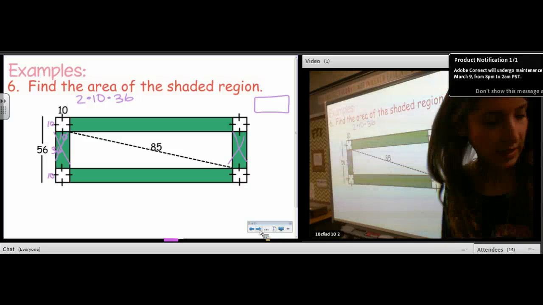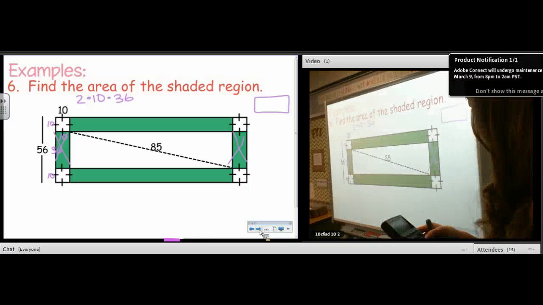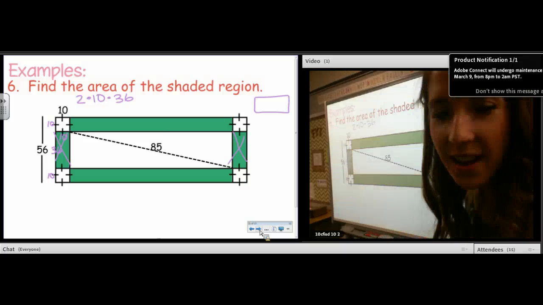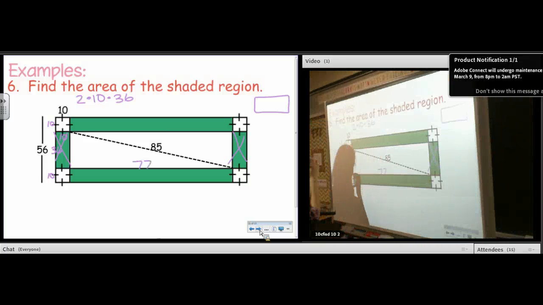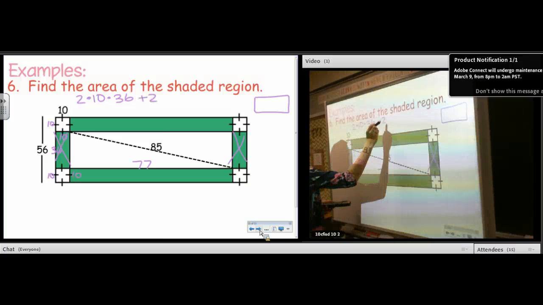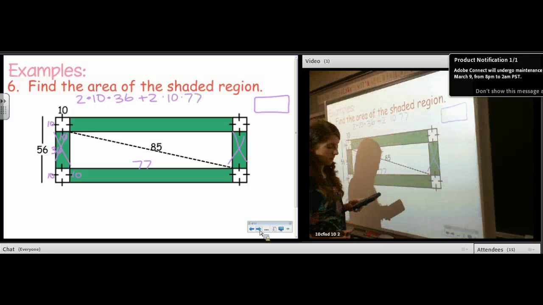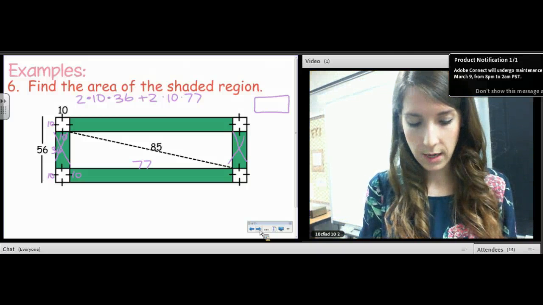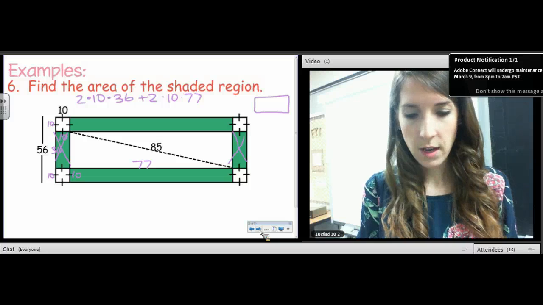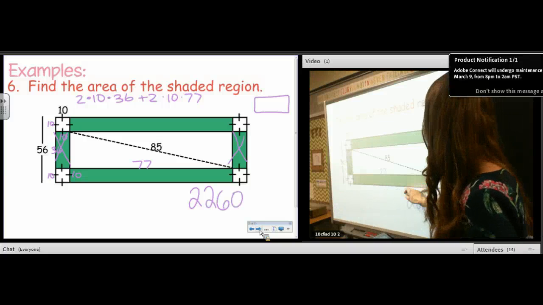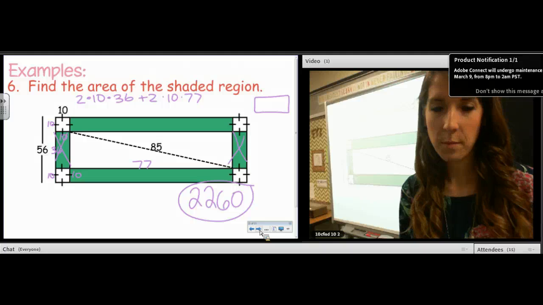Did you do Pythagorean theorem? Is it pretty? 85 squared minus 36 squared, square root of 5,929. It is pretty! 77. So for both of these, there's 2 of these, it's 10 by 77. 2 times 10 times 77. Alrighty. 2 times 10 times 36 plus 2 times 10 times 77. Very good job, guys. 2,260 squared units. Beautiful.